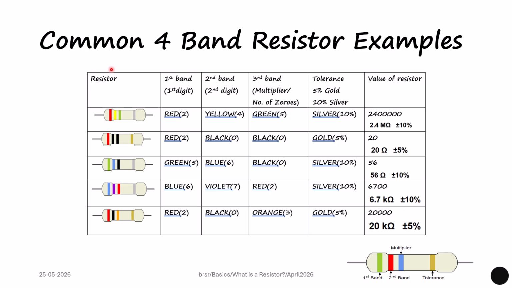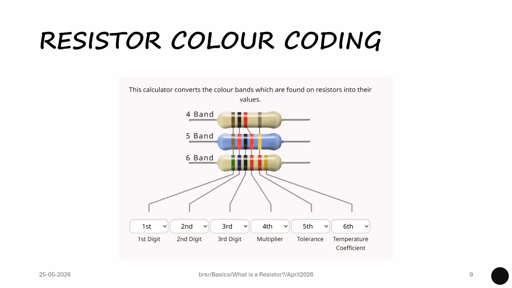The commonly used resistors are all of 4 bands. The general resistors used are all 4 band resistors only. There are 5 band resistors and 6 band resistors also. In the case of a 5 band resistor, the first 3 bands represent the first digit, second digit and the third digit. The fourth band represents the multiplier and the fifth band represents the tolerance.